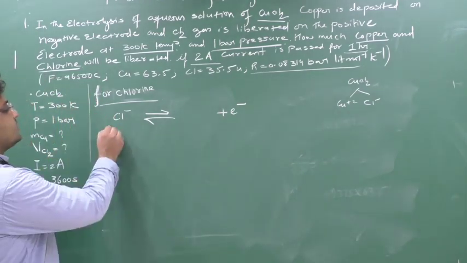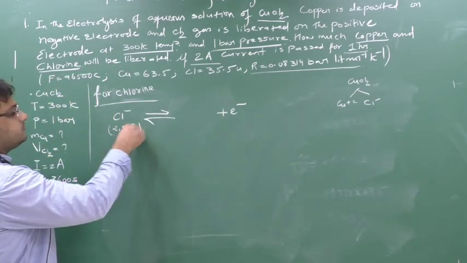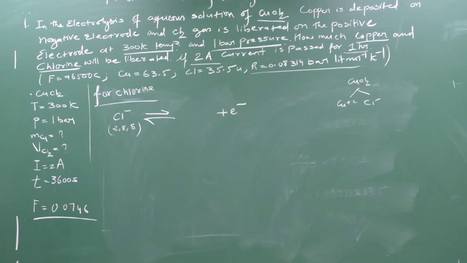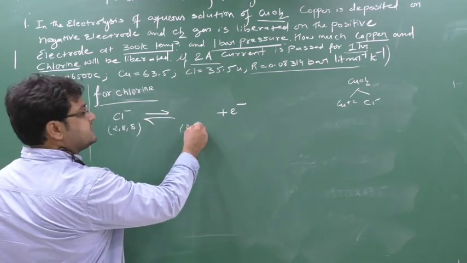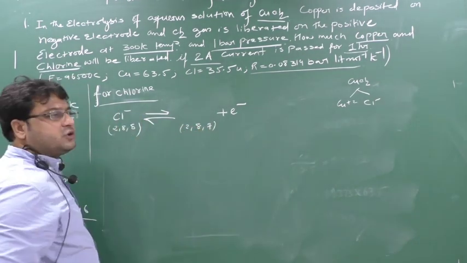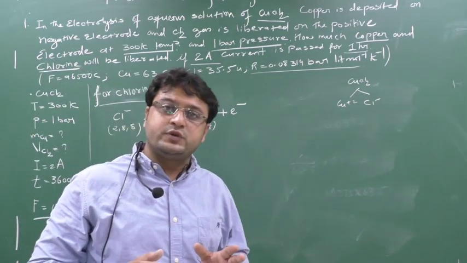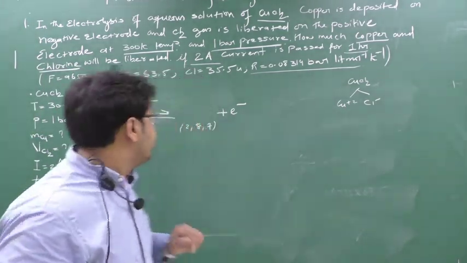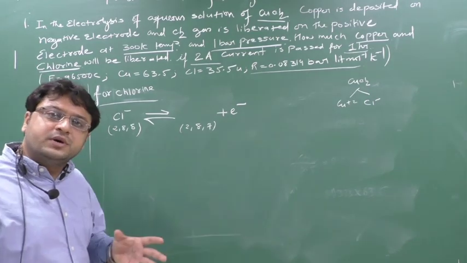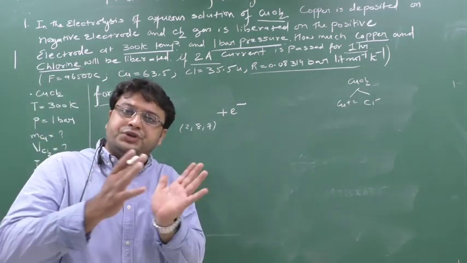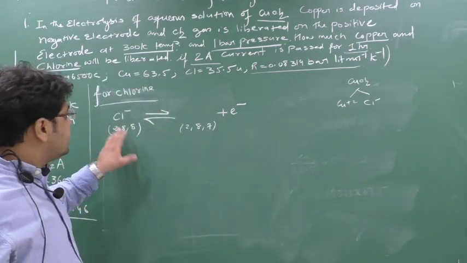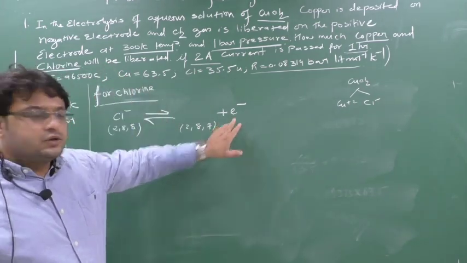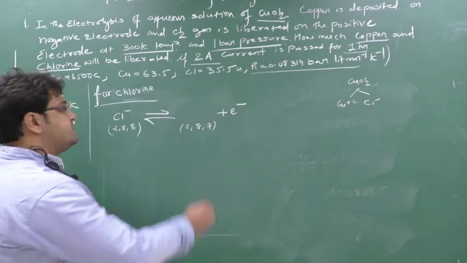So Cl minus has 18 electrons. Yes or no? Chlorine's atomic number is 17, so Cl has 17 electrons and Cl minus has 18. Now from this, one electron is lost. So what will I get? I will get 17. Cl minus has 18, and one electron is gone, so how much is remaining? 17.